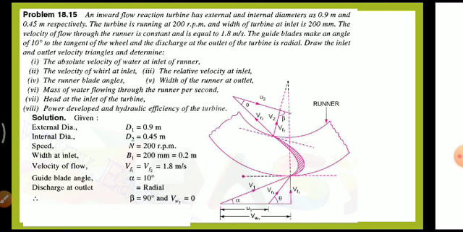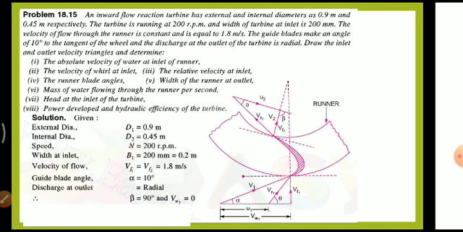Okay, it has an external and internal diameter of 0.9 meter and 0.45 meter. So here the external diameter is d1 and the internal diameter is 0.45 meter. The turbine is working at 200 rpm, so speed is given as 200 rpm. Width of the turbine at the inlet is 200 mm. Width appears in the discharge, pi d1 b1 Vf1, where b is the breadth or width of the turbine. So b is given as 200 mm at the inlet, so b1 equals 200 mm.